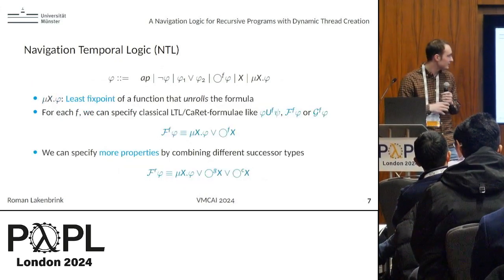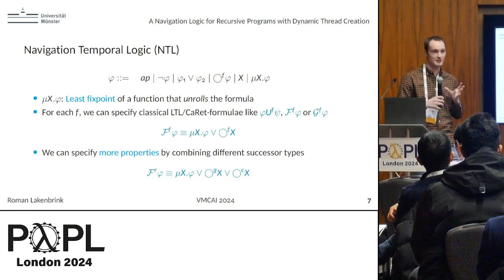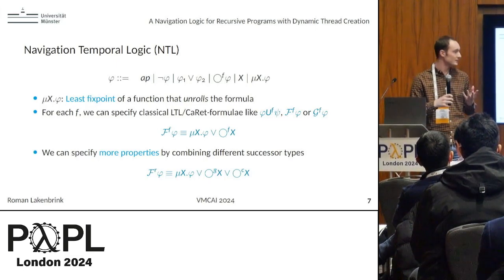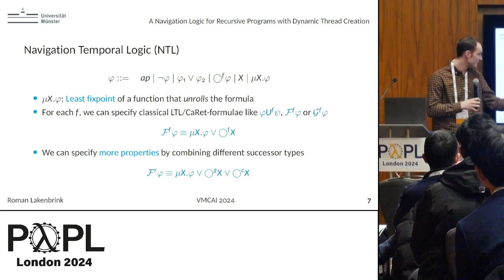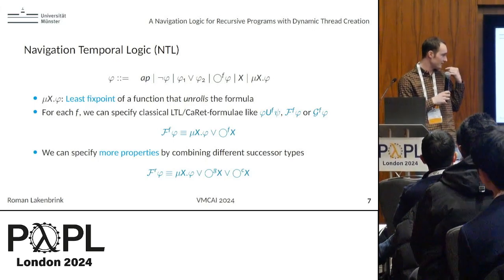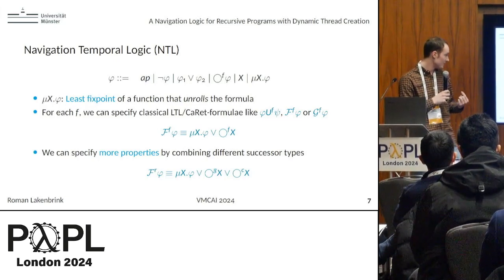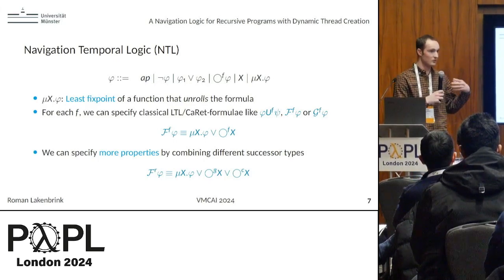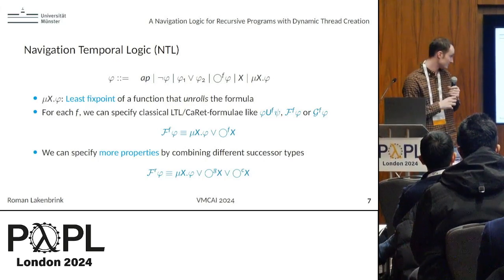Okay, and then we also have a least fixed point operator. And with this operator, you can express all the classical modalities that you may know from LTL or CaRet, like until, finally, globally, and so on. And so this is an example of a formula that expresses that the formula phi holds finally on the path that follows f successors. So as you see here, these modalities also come with this parameter f that specifies which path is considered here by saying which type of successor we want to move on from the given node.